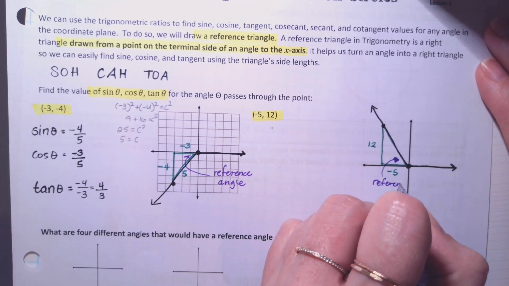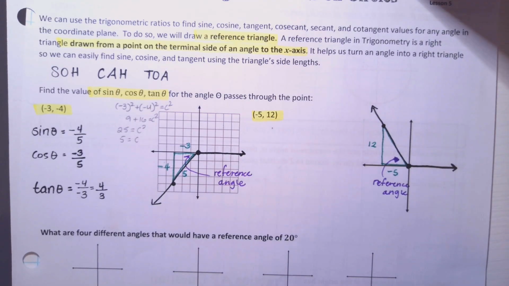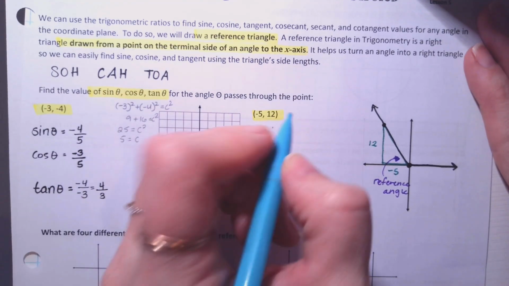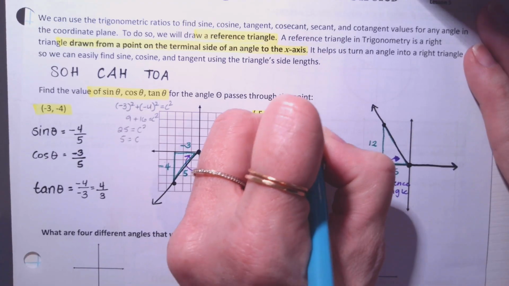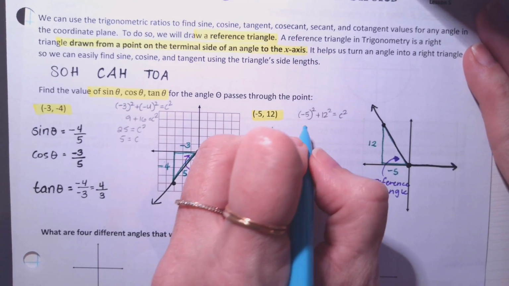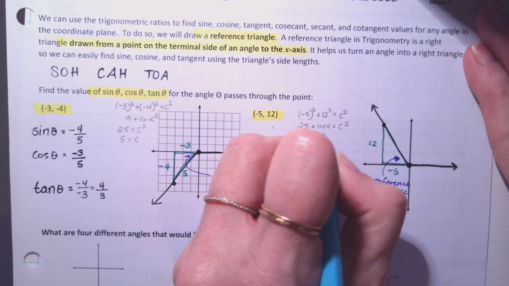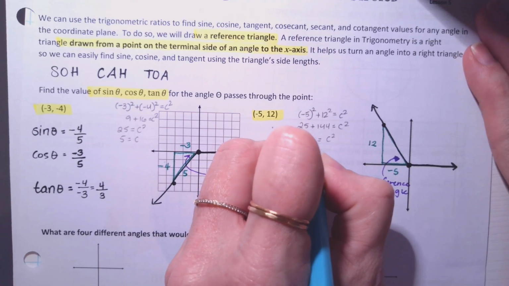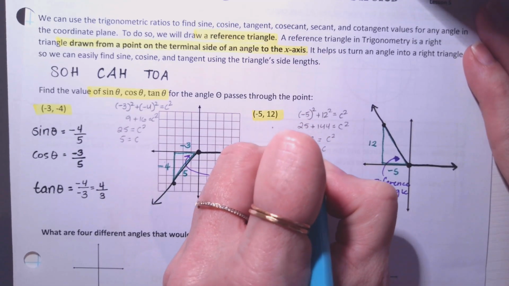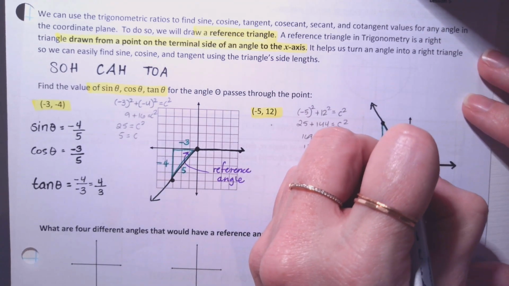Reference angle. Okay, and then from here, we need to find the third side of our right triangle. This is another Pythagorean triple, so some of you guys might already know what the hypotenuse measures. If you don't remember, you can do a little a squared plus b squared equals c squared. That would become 25 plus 144 equals c squared. So c squared equals 169, which means c is 13. So that missing side on the right triangle is 13.